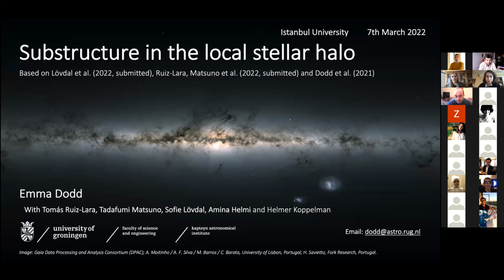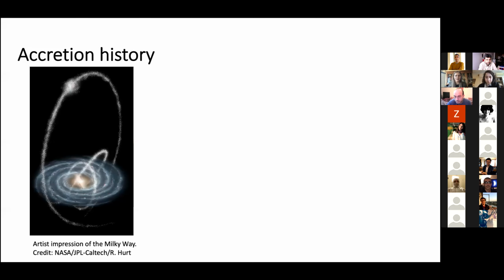The first two that you see here, Lovdal et al. 2022 and Ruiz-Lara et al. 2022, and it's a team of 5 or 6 of us from here at Kapteyn working on trying to figure out a bit more about the accretion history of the Milky Way. So I'll dive right in.